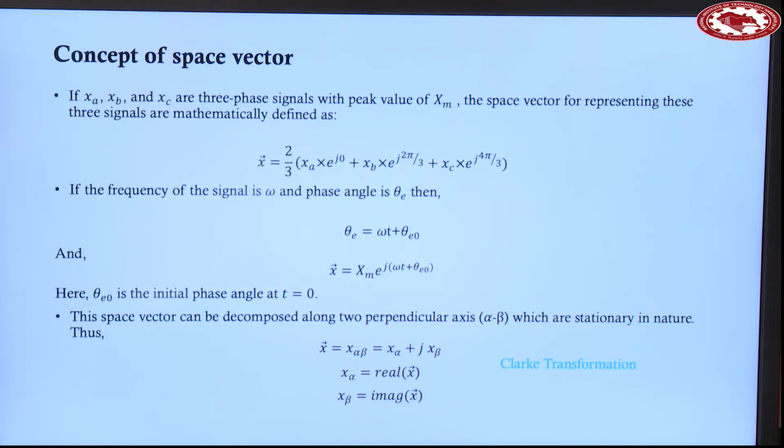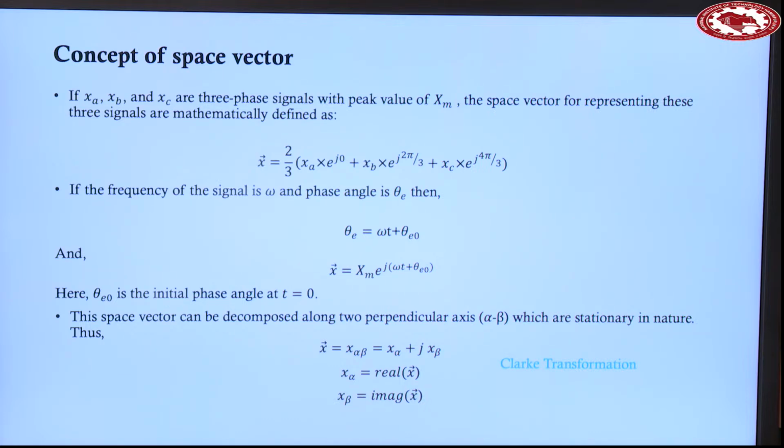So if you put theta e is equal to omega t plus theta e naught, where theta e naught is the initial value of that angle at t is equal to 0, in the above equation, you will get the space vector x is equal to xm e^(j(omega t plus theta e naught)).